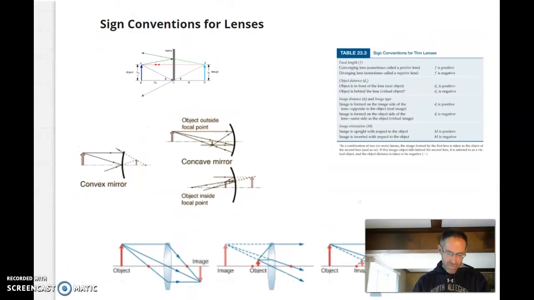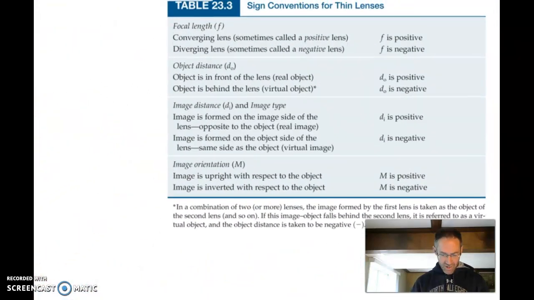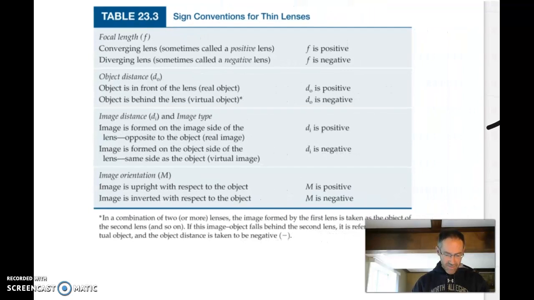Now, just like with mirrors, we have sign conventions with lenses. You could look at it in a table like this, and say that at this time this length is going to be positive, or that image is going to be negative, and so forth.